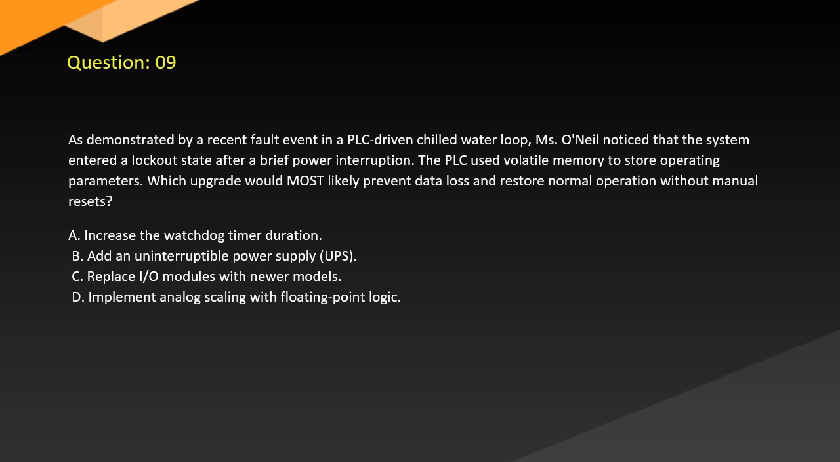Question 9. As demonstrated by a recent fault event in an AHU chilled water loop, Mr. O'Neill noticed that the system entered a lockout state after a brief power interruption. The PLC had volatile memory to store operating parameters. Which upgrade would most likely prevent data loss and restore normal operation without manual resets? A. Increase the watchdog timer duration. B. Add an uninterruptible power supply, UPS. C. Replace I/O modules with newer models. D. Implement analog scaling with floating point logic.